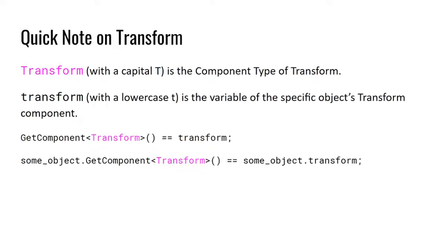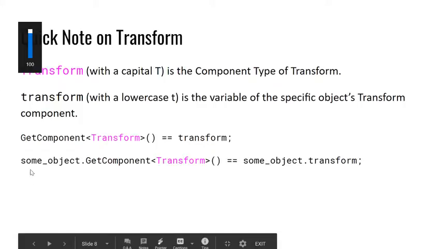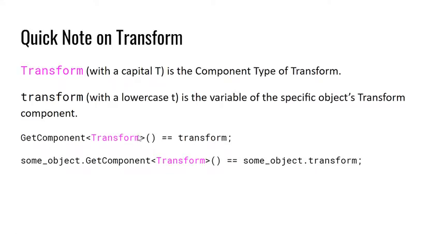There's also Transform with a capital T. That one refers to the class Transform, which is if you're trying to get the component like that. But there's not really a reason to use GetComponent Transform because every single game object and components as well come with a transform variable that is basically this.